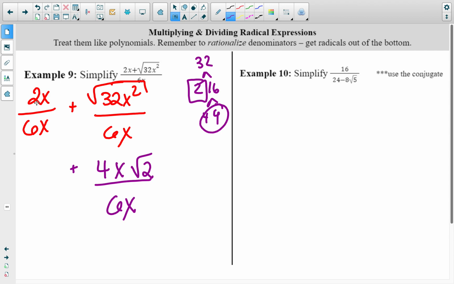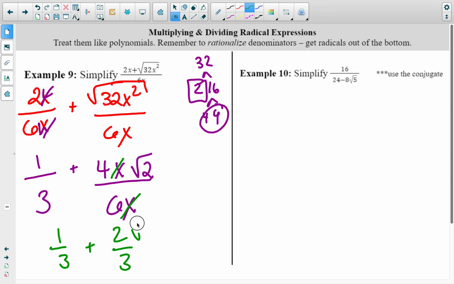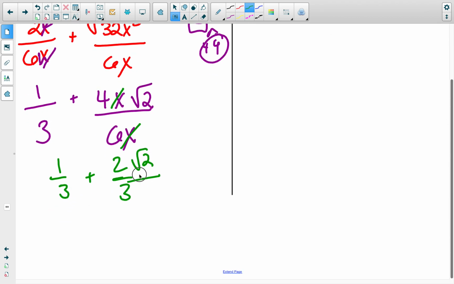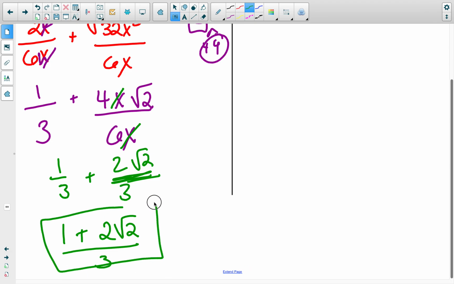And that's still over 6x, 2x over 6x. The x's cancel out, okay? The 2 and the 6 will reduce to 1/3. And then almost done. The x's will cancel out again here. 4 and 6 will reduce to 2/3. So we end up with 1/3 plus 2 root 2 over 3, or you could even leave it like this because they're both over 3.